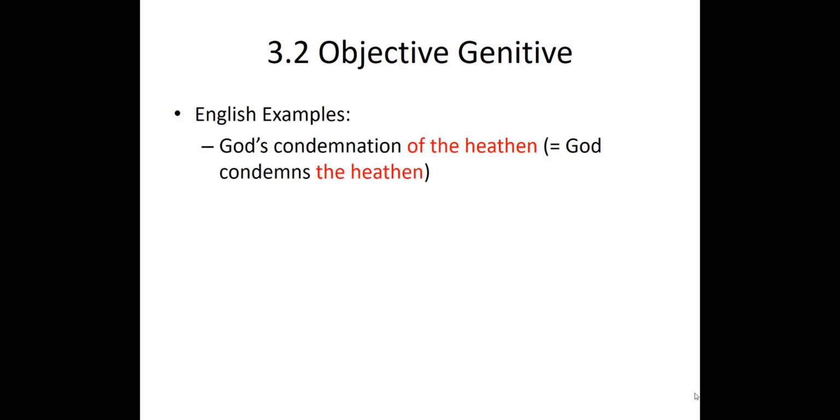If we had the phrase God's condemnation of the heathen, in other words, God condemns the heathen, the heathen are the ones receiving the condemnation. Heathen is the object of that verbal noun, condemnation.